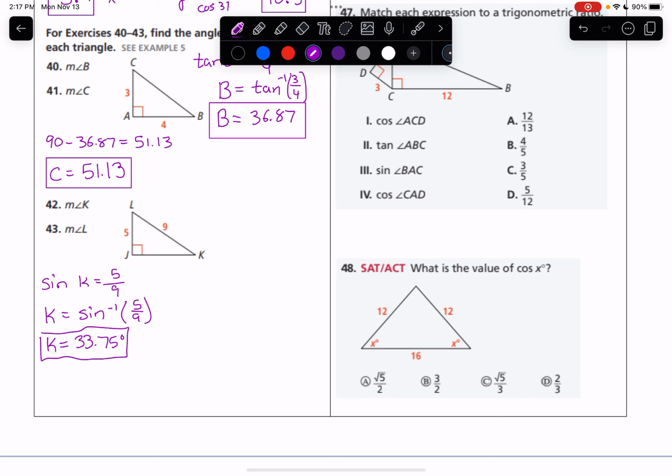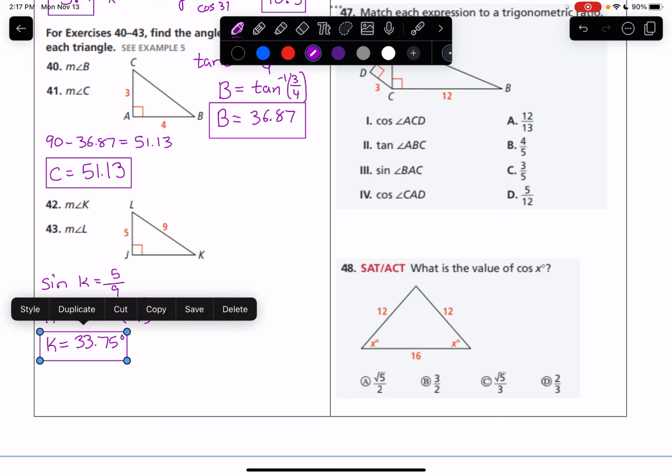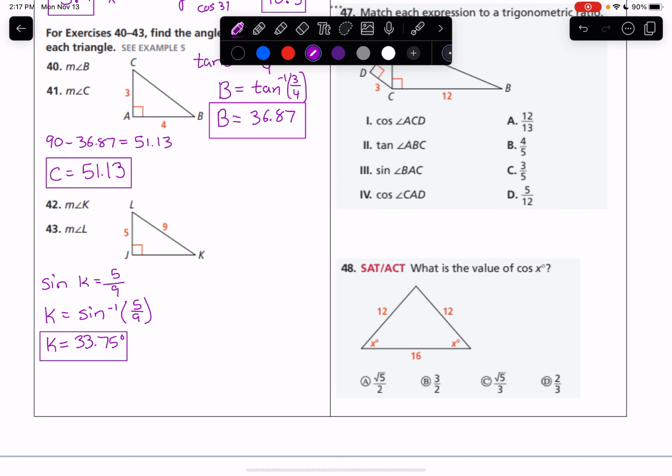And just like last time, once I find K, I'm able to find L by just doing 90 minus that to find the complement. So 90 minus 33.75 is going to give me 56.25, and that is equal to angle L. There we go.